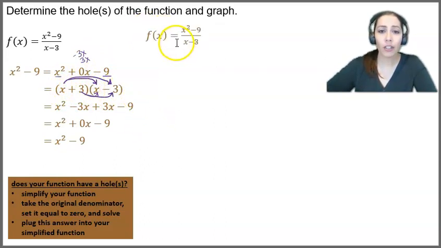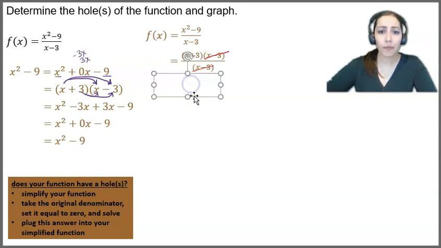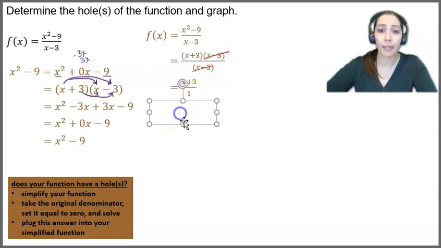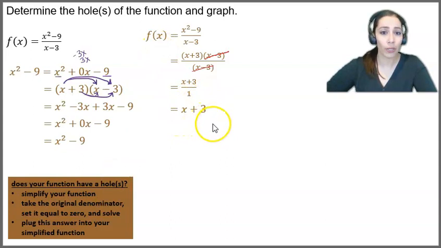So we are still on the first step, which is to simplify your function. We just found out that our numerator will be the quantity x plus 3 times the quantity x minus 3, and that this is all still over the same denominator of x minus 3. Now I can see that both of these have the quantity x minus 3, so I can cancel those out. That will leave me with the quantity x plus 3 in the numerator and 1 in the denominator, which is the same thing as x plus 3. So now we have simplified our function as far as we can. F of x equals x plus 3.